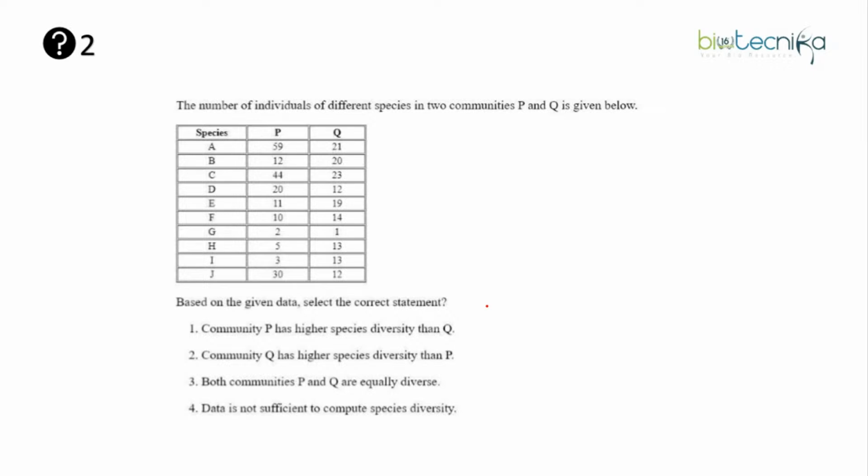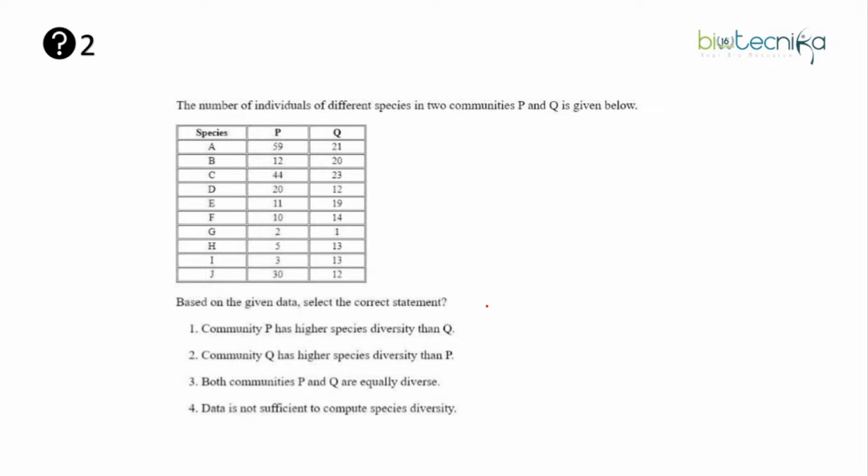So they are saying that community P has higher species diversity than Q. Community Q has higher species diversity than P. Both communities P and Q are equally diverse. Data is not sufficient to compute species diversity. What should be the answer?